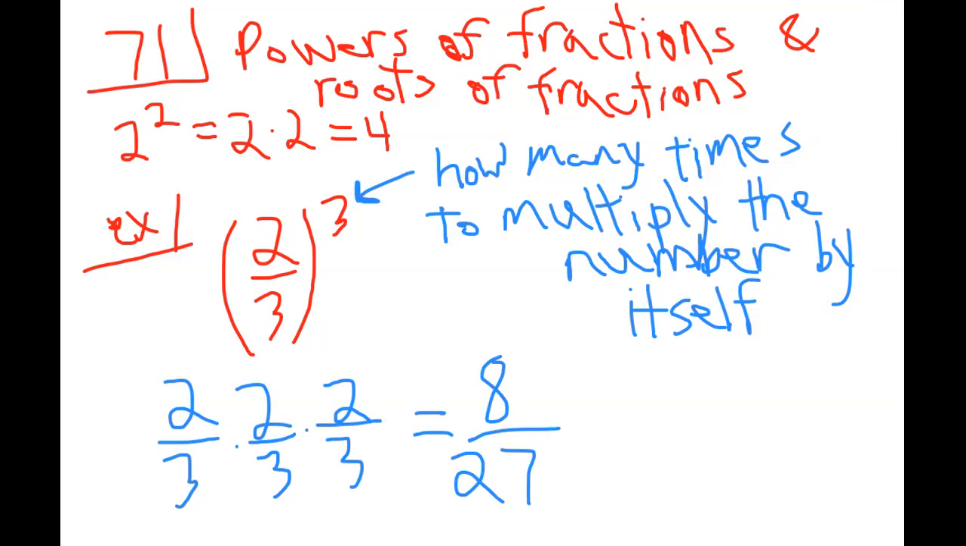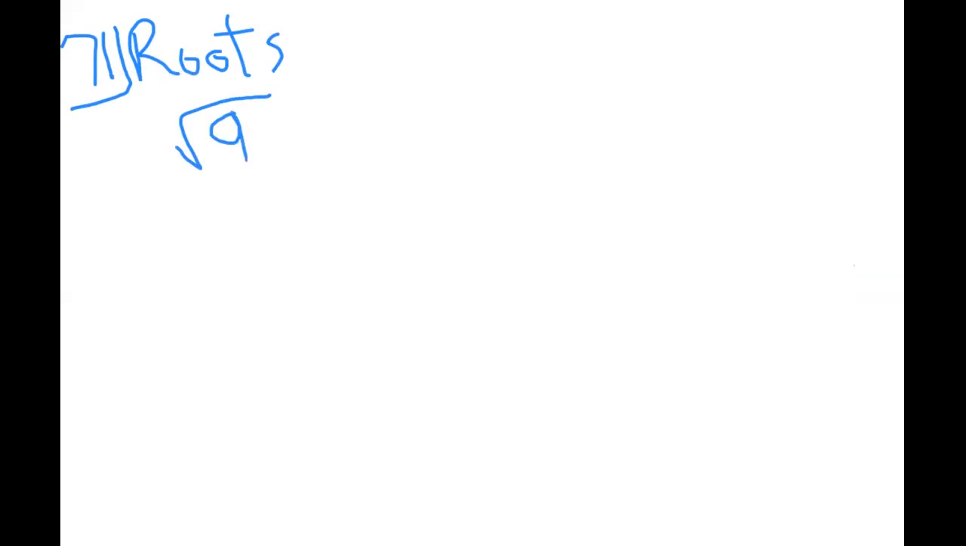Now, if we think of our roots of fractions, okay, we have a square root. We might have talked about square roots before. So this is roots, and it's still less than 71. So if we had something like this, this is 9, then we would know that this is equal to 3.